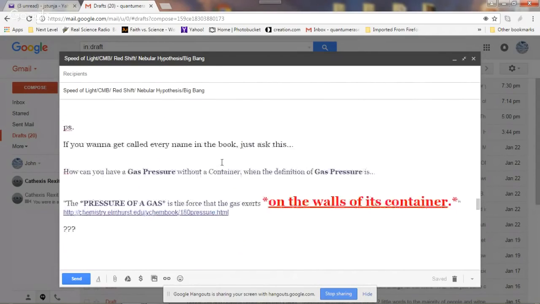Oh, P.S. This is a good one. If you want to get called every name in the book, just ask this. How can you have a gas pressure without a container, when the definition of the pressure of a gas is the force that the gas exerts on the walls of its container?